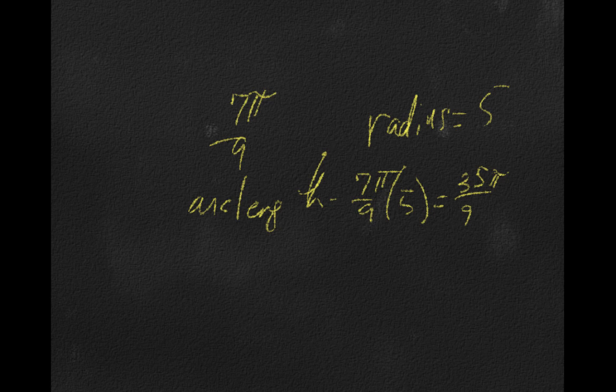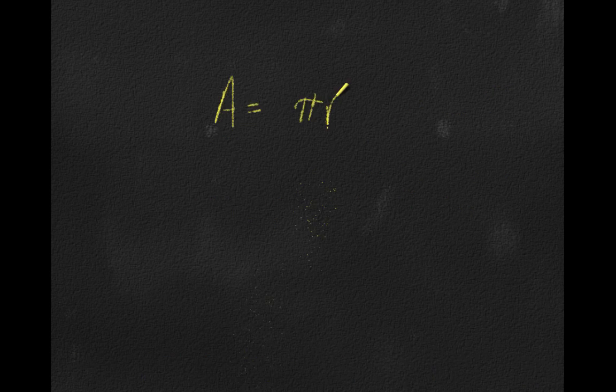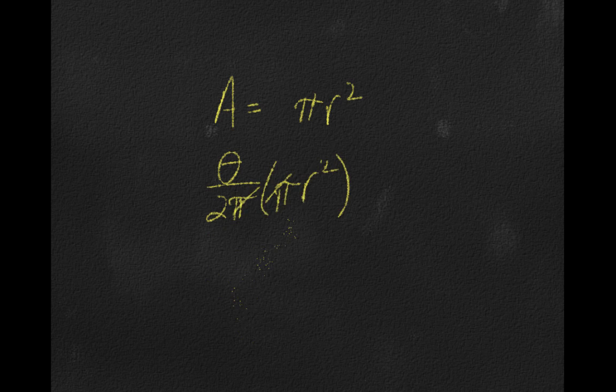For area of a sector, it's slightly different. The area of an entire circle is pi r squared, right? So if the proportion I have is theta of 2 pi of the pi r squared, the whole 2 pi doesn't cancel. I just get to cancel the pi. So there's a 1/2 left, and it's 1/2 theta r squared.